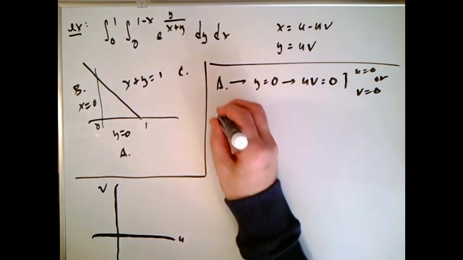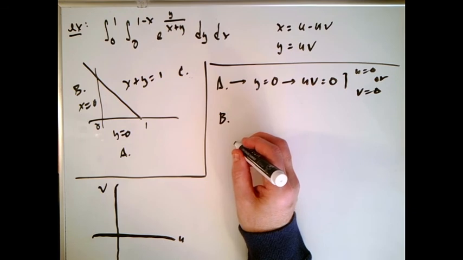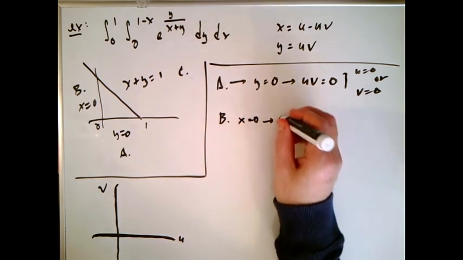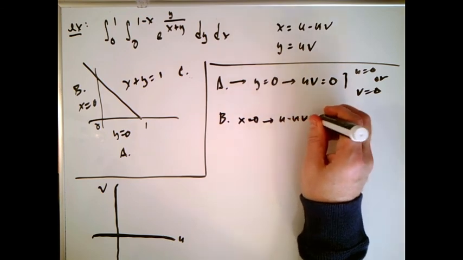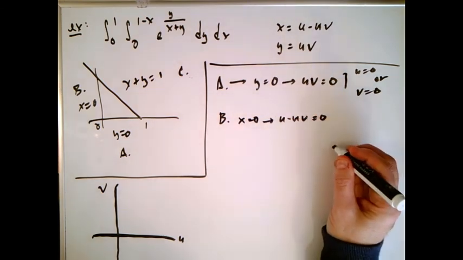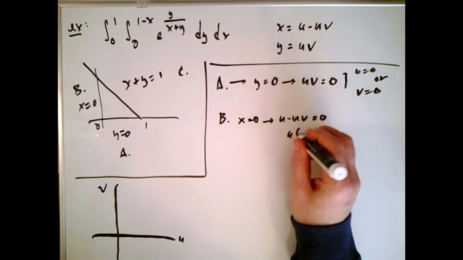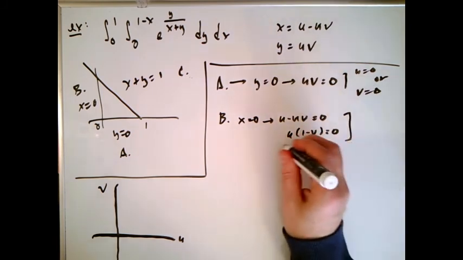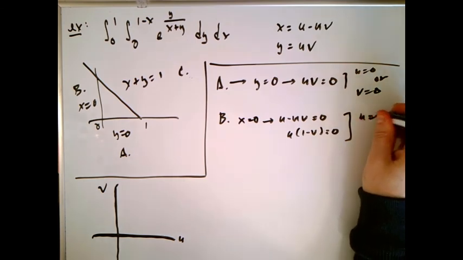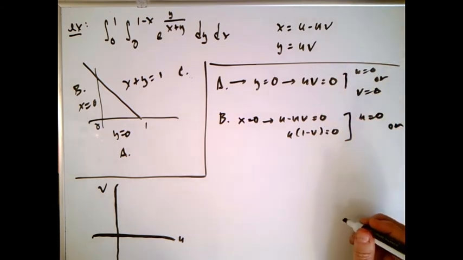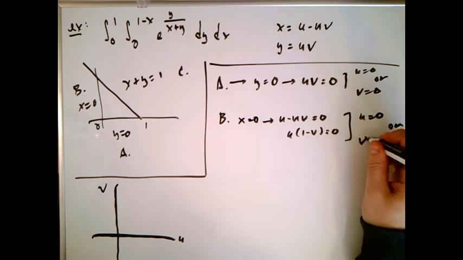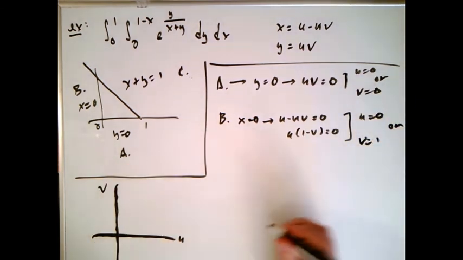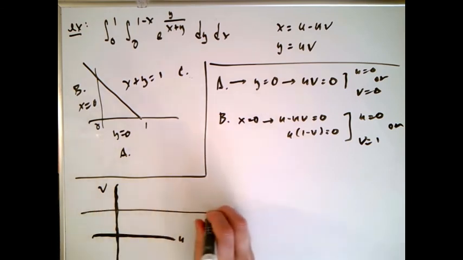What happens to side B? Well, instead of x equals 0, that turns into u minus uv equals 0. I'm going to factor that, so I get u times 1 minus v equals 0. So I'm multiplying those two things together, so either u equals 0 or v equals 1. U equals 0 we already have, that's the v-axis. V equals 1 is just that horizontal line there.